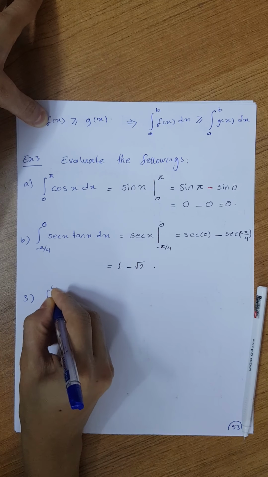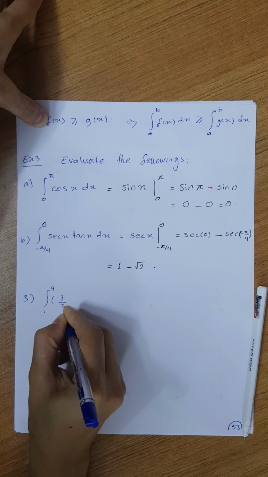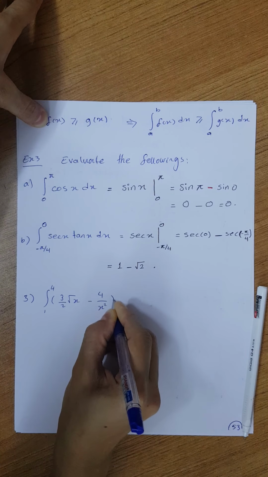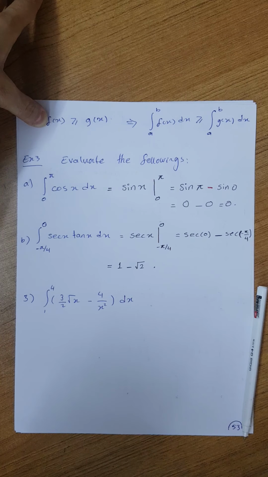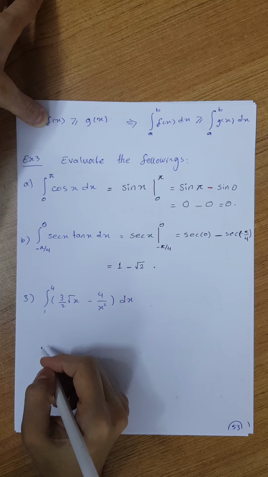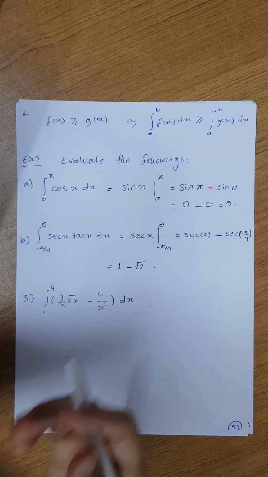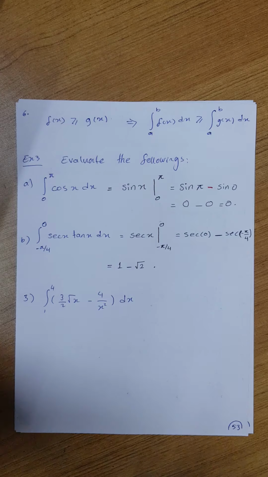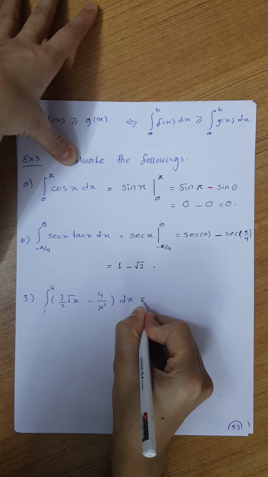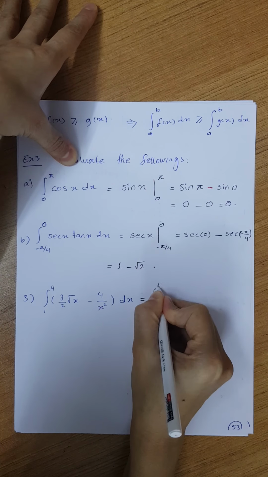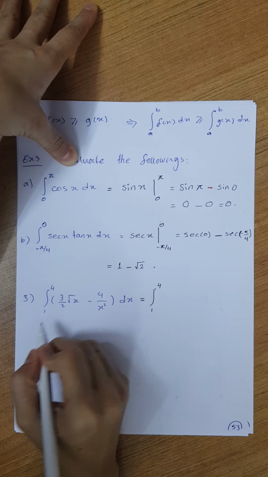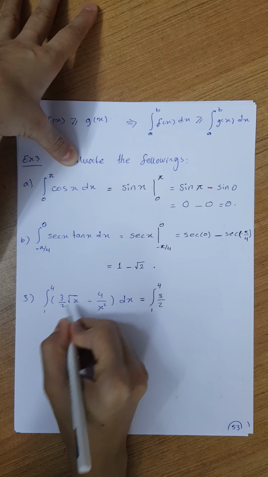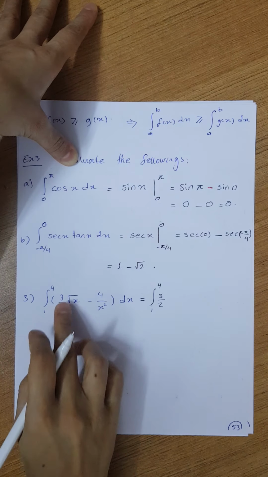Integration from 1 to 4 of 3 over 2 root of x minus 4 over x squared dx. In order to evaluate this integration, first I have to rearrange it and then take the integral of the function that we have got. So first I will write that this integration is from 1 to 4. Look, I'm not taking the integration yet. I'm just changing the powers, that root into a power.